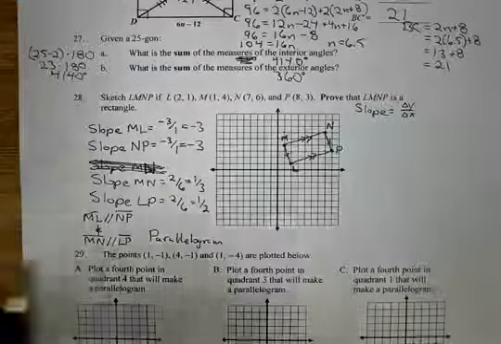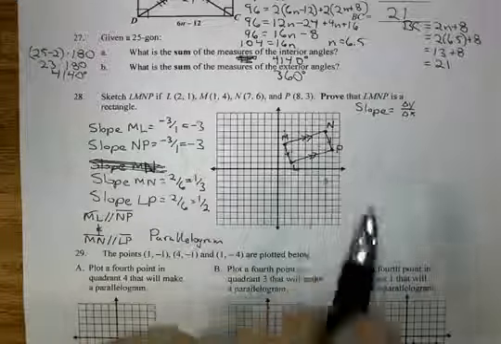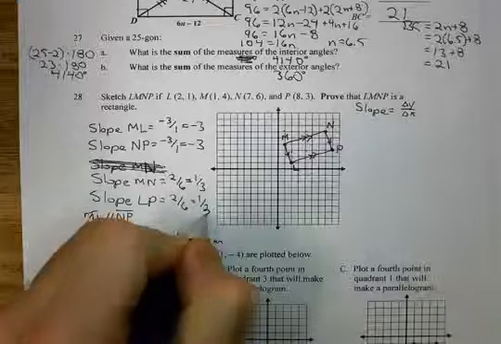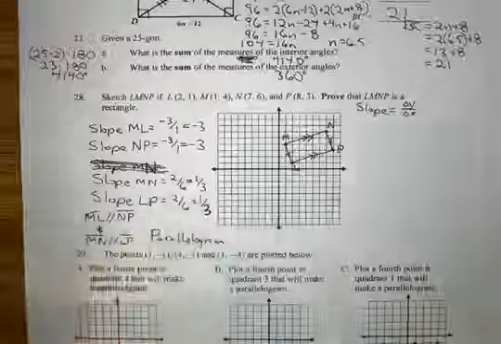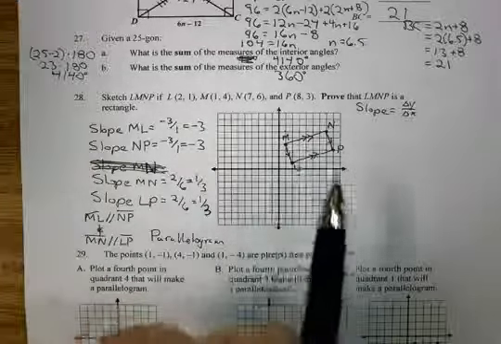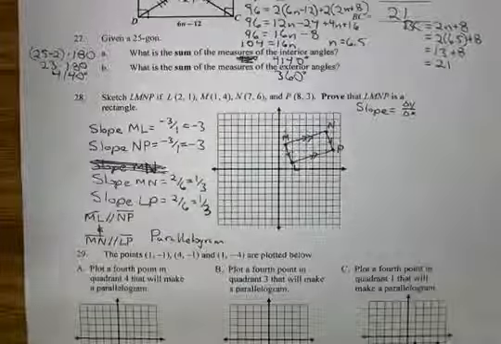Because again, if ML is perpendicular to LP, their slopes are opposite reciprocals. Oh, I just noticed an error here. Maybe I can make that 1/3. Almost missed that one. But again, if they are perpendicular lines, their slopes are opposite reciprocals, or I can multiply the two slopes and get -1.